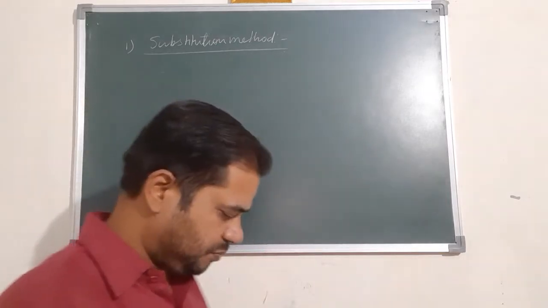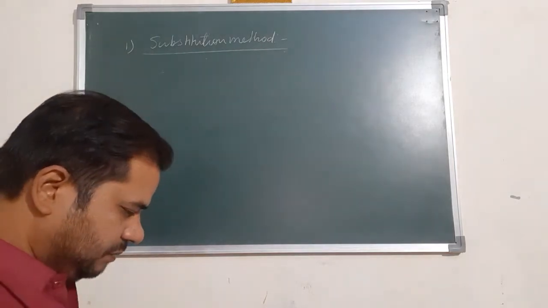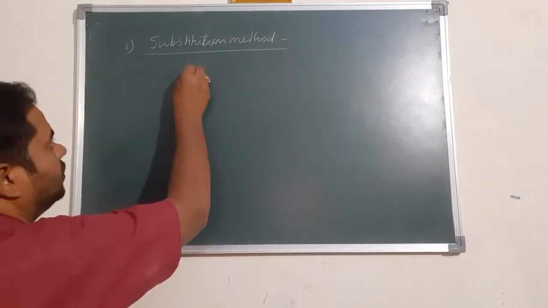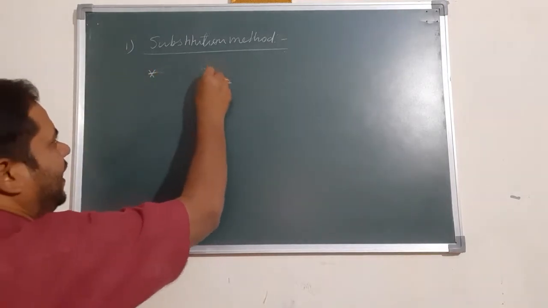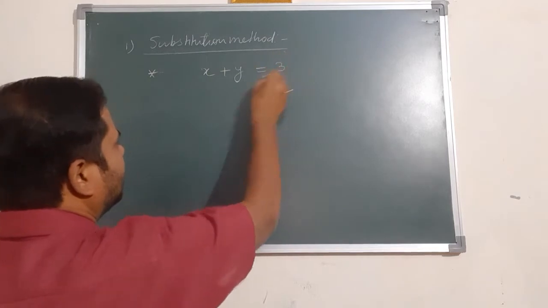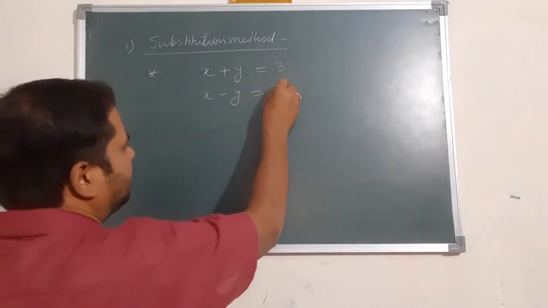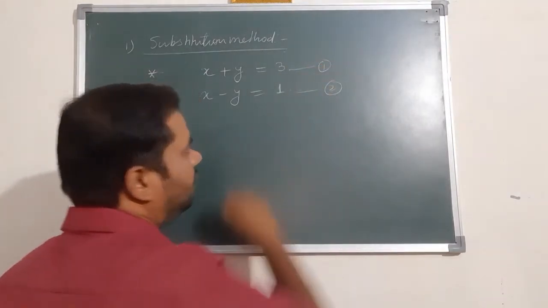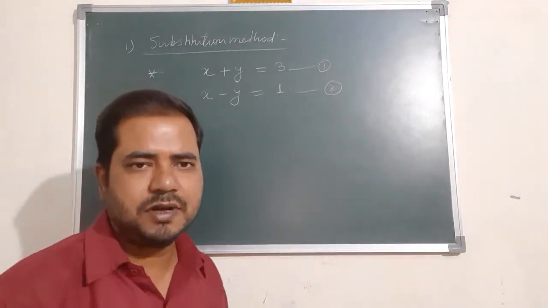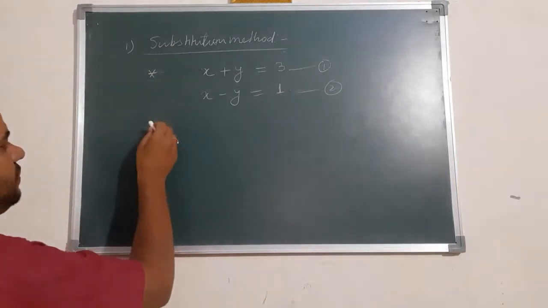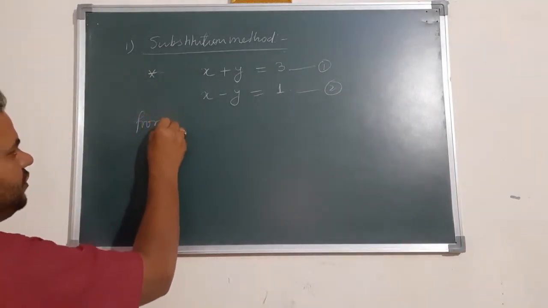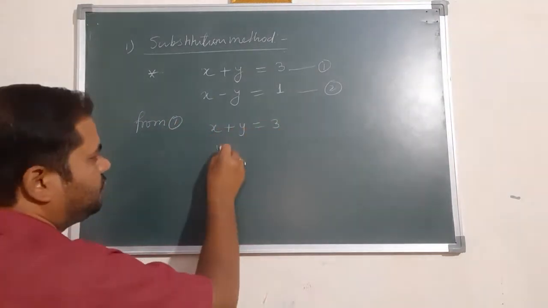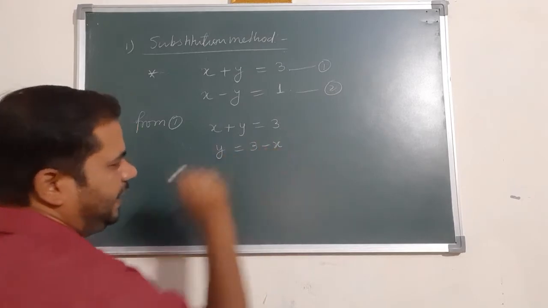So let us see an example. A simple example we can take. x plus y is equal to 3 and x minus y is equal to 1. These are the pair of linear equation. How will we solve it by the substitution method? From the first equation, x plus y is equal to 3, so y can be written as 3 minus x.